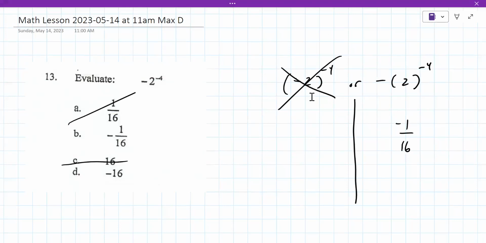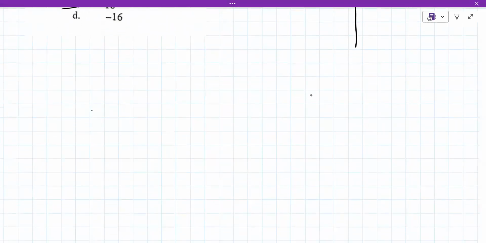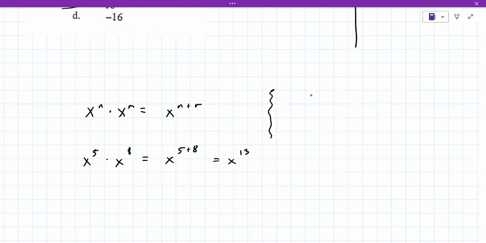Awesome. Okay. So for the next problem, before we do the next problem, just a reminder here that when the bases are the same and you're multiplying, you add the exponents. So if this were like x to the 5th times x to the 8th, this is x to the 5 plus 8, x to the 13. Similarly, when you're dividing exponents, okay, you subtract the exponent. So it's x to the n minus m.